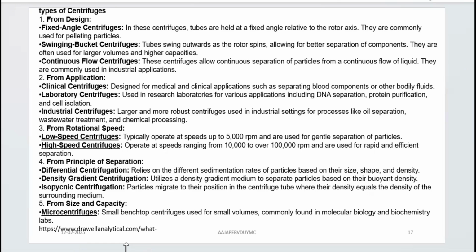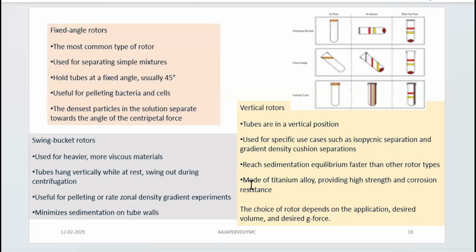So when it is an overview of types of centrifuges, this is how we classify based on the design, based on application, based on rotational speed, sample preparation principle, sample separation principle, and size and capacity. So we have to look into the details of each one of these part by part. All right. Now here I go to the first slide where we are talking about fixed angle rotors.